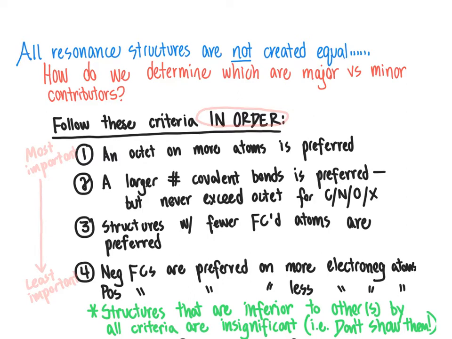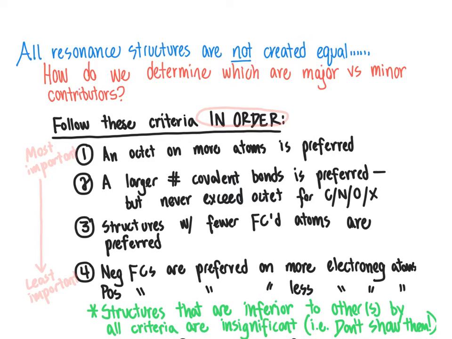So keep in mind that these are the criteria and we're following them exactly in order, where as soon as we find one criteria on this list, in order, that differentiates the two structures, we can stop right there and move on. If you reach the bottom of the list and you realize that you have drawn a structure that is inferior to one or more of the others by every single criteria, then you don't need to show that particular structure, because if it's inferior by every single one of these four criteria to some other structure in the set, it means that the structure you've drawn is not a significant contributor at all. It would be extremely unstable.